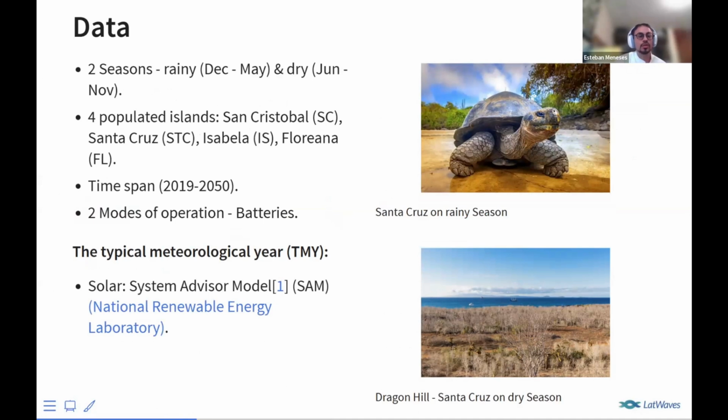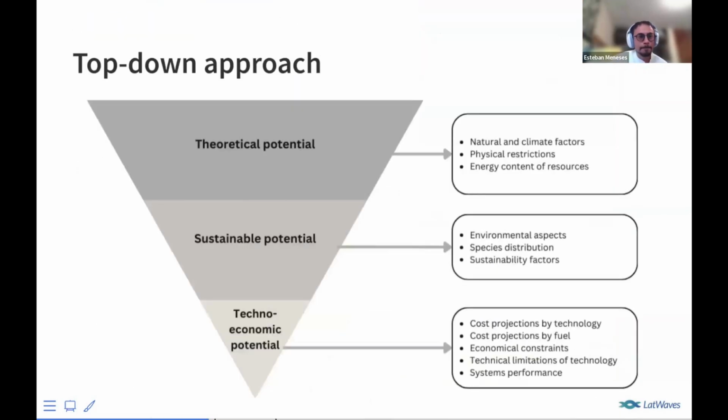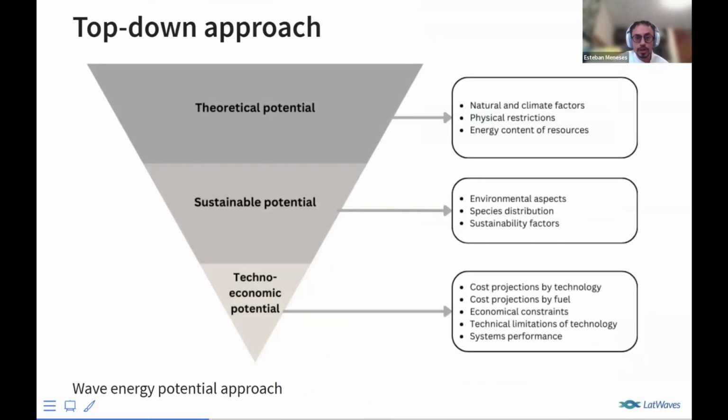The solar data was taken from the National Renewable Energy Laboratory, this SAM application. The wind data, we took from the Renewables Ninja wind app that comes from the NASA MERRA satellite data. And the waves data, we took from the GLOSWAP platform, which is a platform for spectrum wave data and wind sea data.